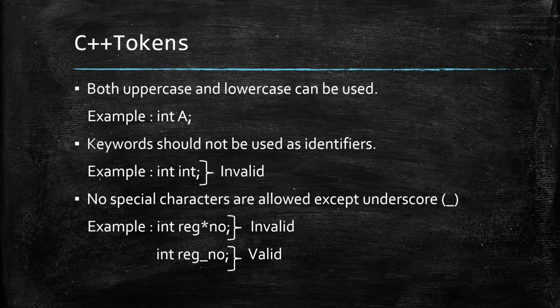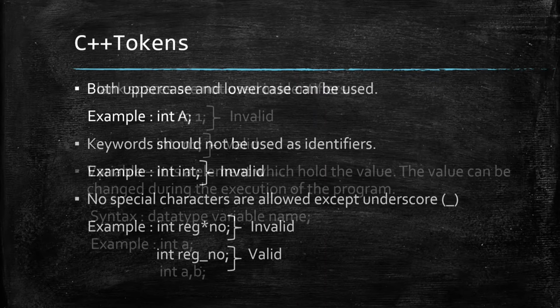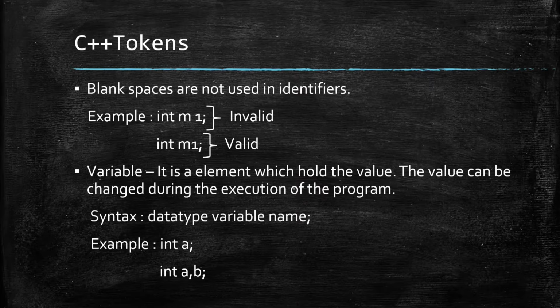You can easily say, suppose you have to give some space between the variables, you can use the underscore, but you should never use any other special characters except underscore for identifiers. Fine? Next, blank spaces are not used in identifiers. So next rule says that blank spaces are not used. As I already said in the previous point, underscore can be used to give space, but blank space should not be used while creating your identifiers.